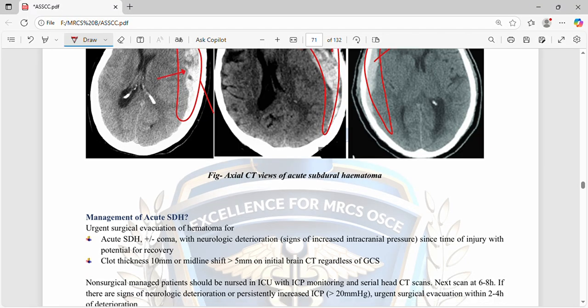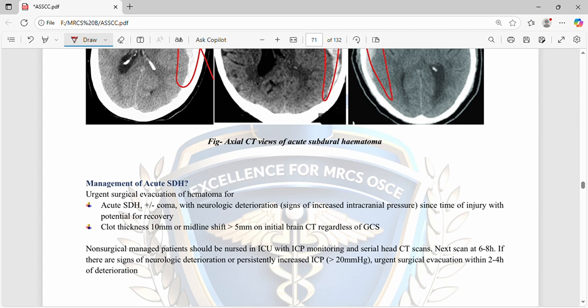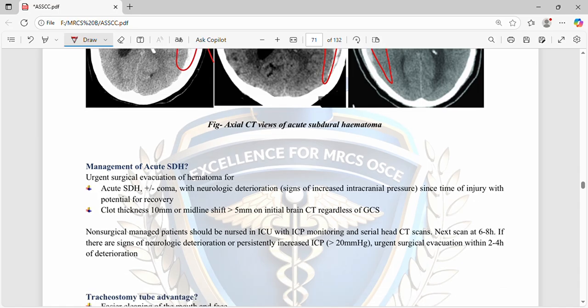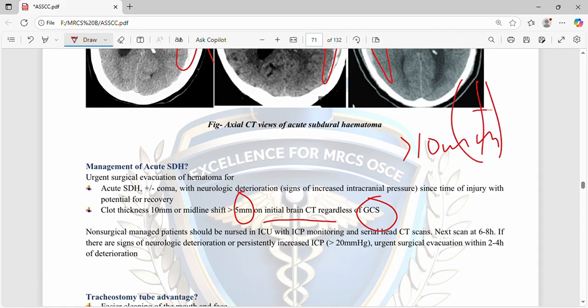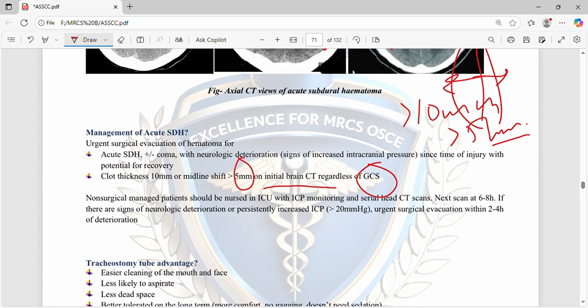So management of acute subdural hematoma: urgent surgical evacuation of hematoma for acute subdural hematoma plus or minus coma with neurological deterioration, signs of increased intracranial pressure since time of injury with the potential for recovery. Clot thickness of 10 mm or midline shift greater than 5 mm on initial CT, regardless of GCS. So if you have a clot thickness greater than or equal to 10 mm, or a midline shift greater than 5 mm, you go for urgent surgical intervention regardless of GCS.